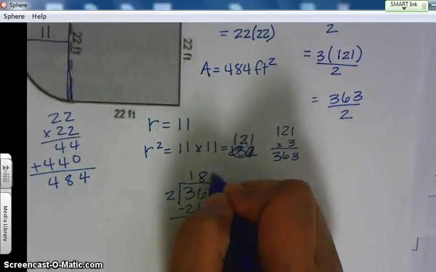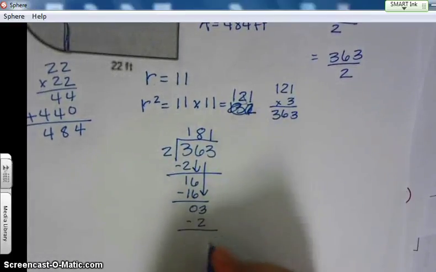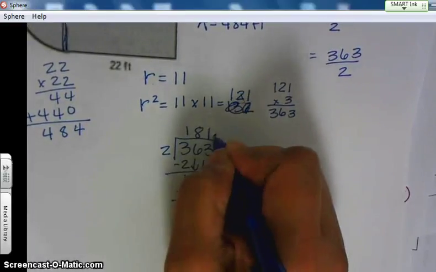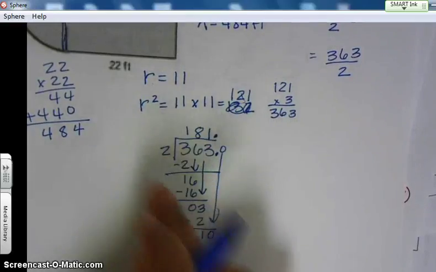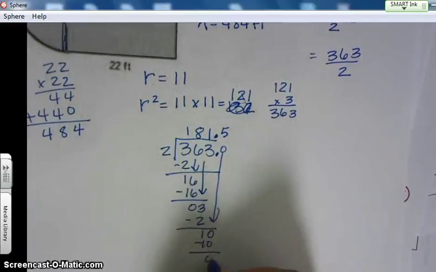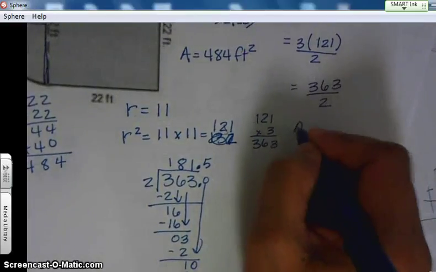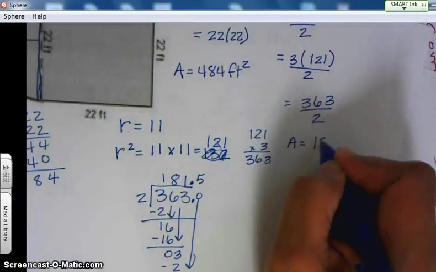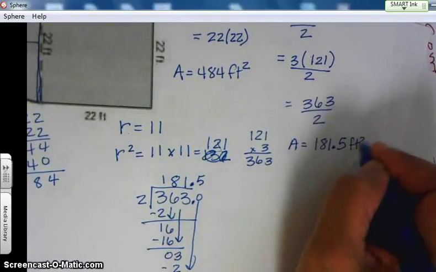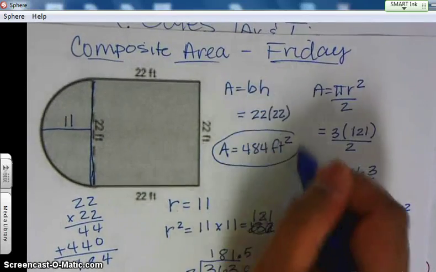2 goes into 3 one time. When I multiply, I get 2. When I subtract, I get 1. I'm going to go ahead and put a decimal and add a 0 because I know that I am going to terminate here. 2 goes into 10 5 times, and you'll see that I terminate at the decimal. Okay, so the area of the semicircle is 181.5 feet squared.